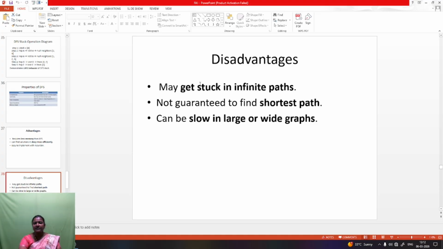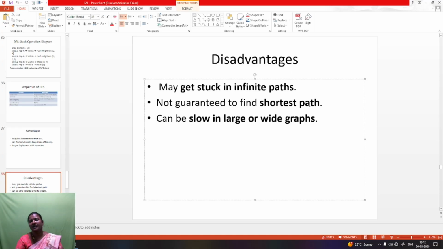Disadvantages: it may get stuck in infinite paths. As I already told, in infinite path trees it may not work properly. It does not guarantee to find the shortest path. So we call it an incomplete algorithm and a non-optimal algorithm. It can be slow in large or wide graphs, so the time consumption is very high.